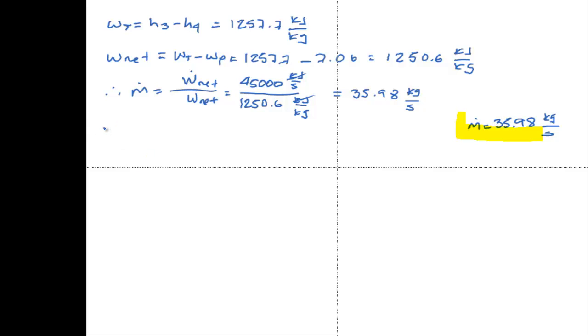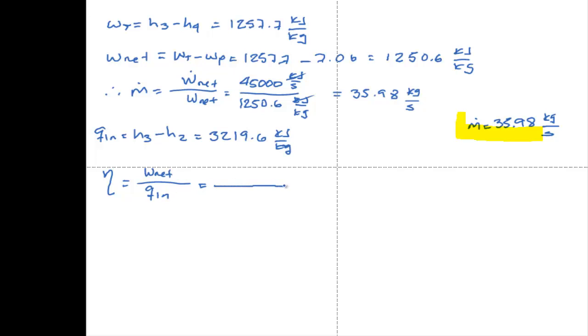Now we can compute Q in, which is what we need to find out efficiency, and this Q in will be just H3 minus H2. Remember that it's H2 where I have a mistake, so you need to correct that. That will barely affect our number. And efficiency is obviously the net work divided by the heat supplied. I hope this is clear for you guys.